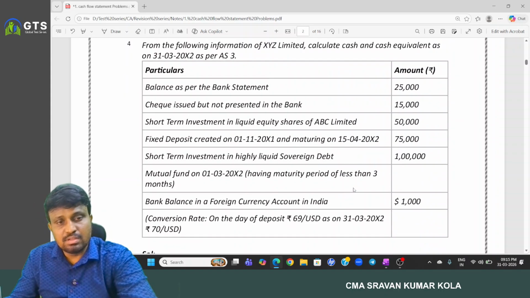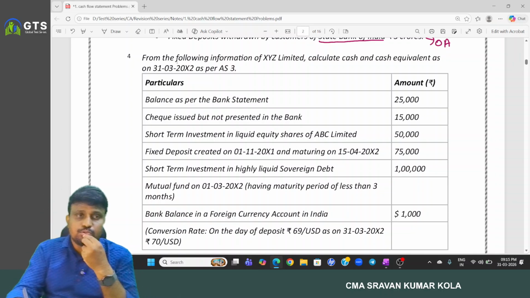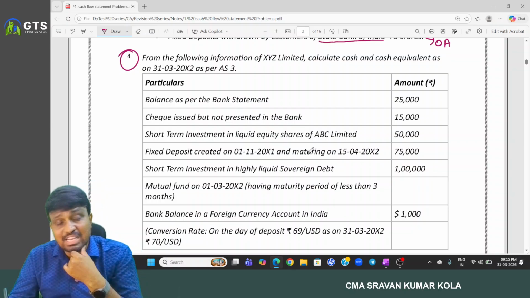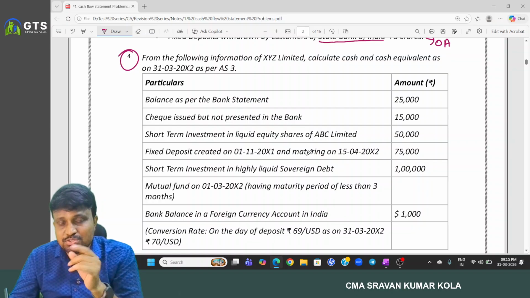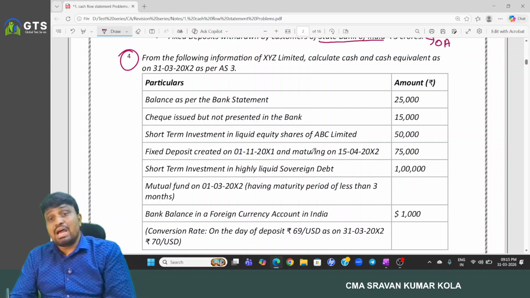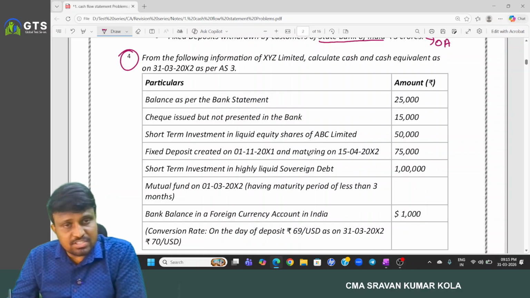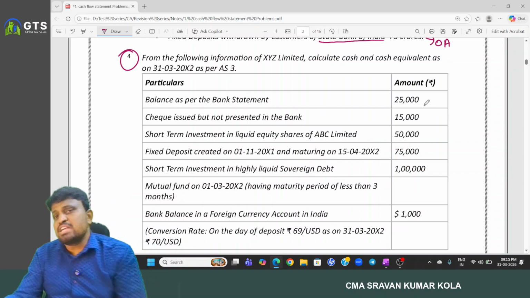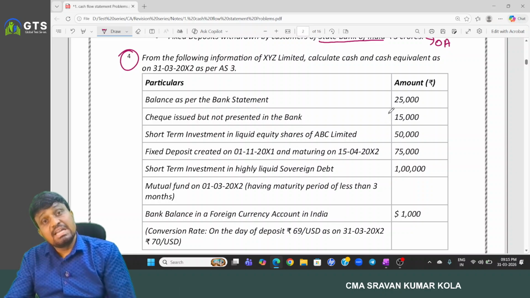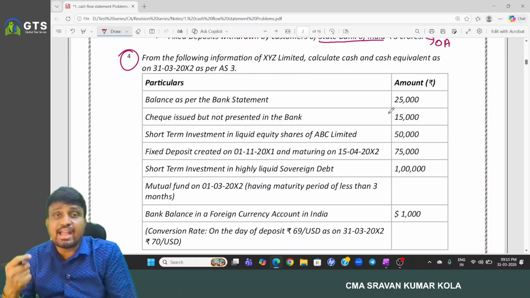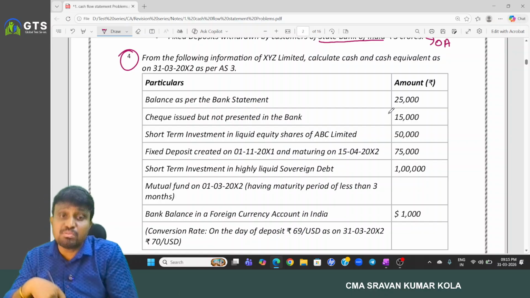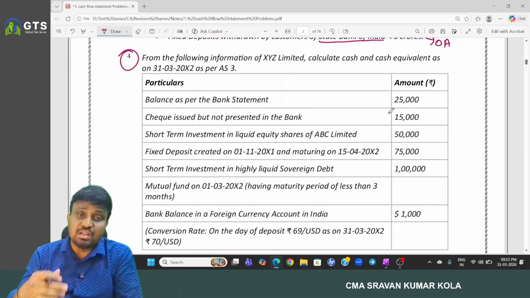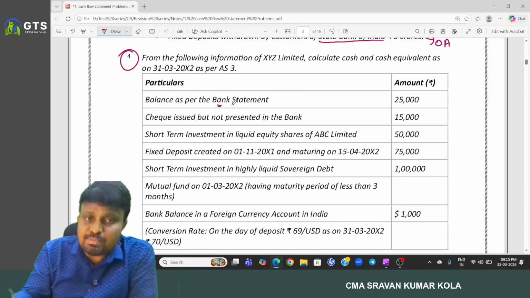Next, this is one of the important questions. From the following information, XYZ Limited, calculate cash and cash equivalents as on 31st March as per AS 3. Balance as per bank statement and checks issued but not presented in the bank. Here, in a cash flow statement, you have to consider cash and cash at bank as per our books of account, not as per passbook or bank. So here the balance is given as per bank statement.